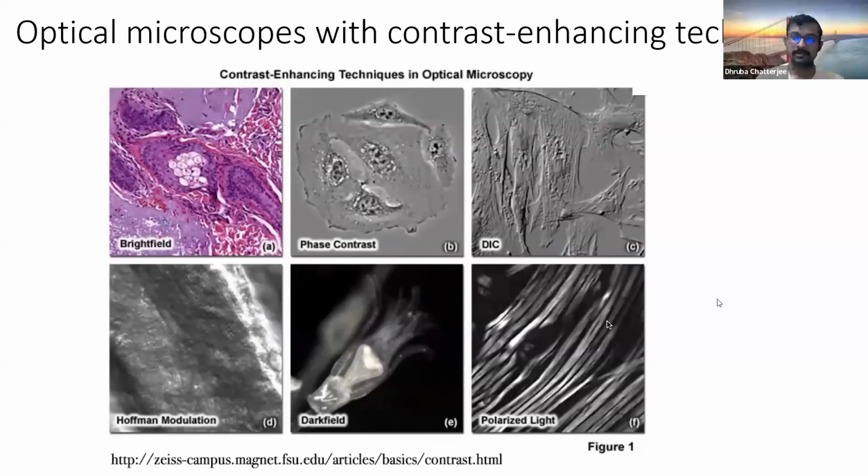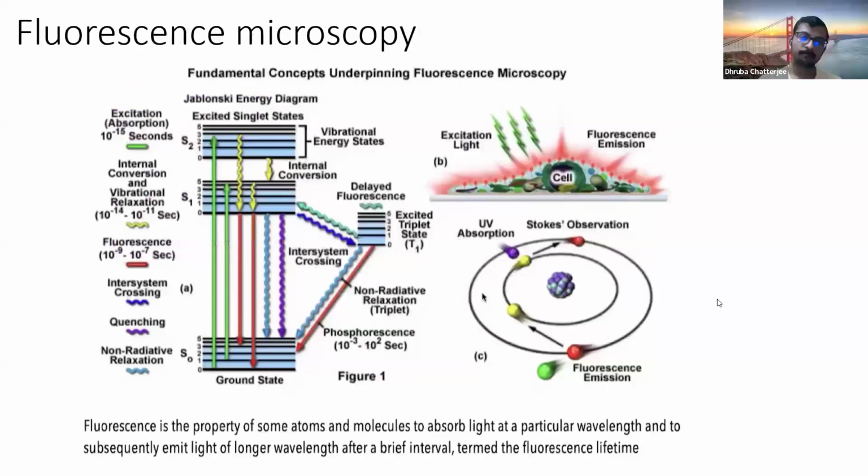Now, in cell biology, till now we had been talking about optical light microscopy, where we were using visible light, and also not even using monochromatic light. We were using light having many different wavelengths.